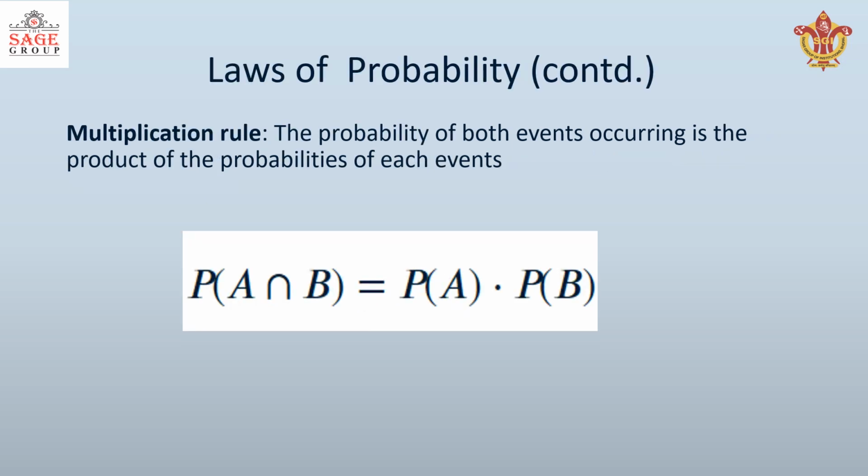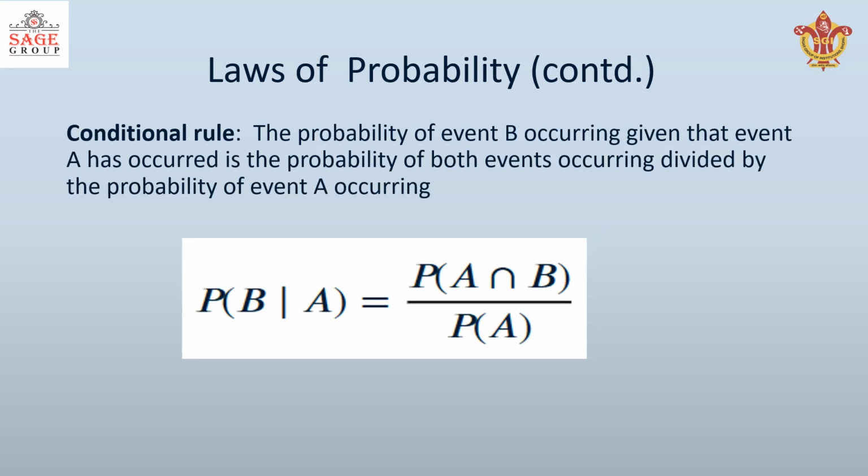Next, we come to another important rule, that is the multiplication rule. The probability of both events occurring simultaneously is the product of probabilities of each of the individual events. This is represented as probability of A intersection B is equal to probability of A multiplied by probability of B. In other words, the probability of simultaneous occurrence of A and B is given by the product of probability of A into probability of B.